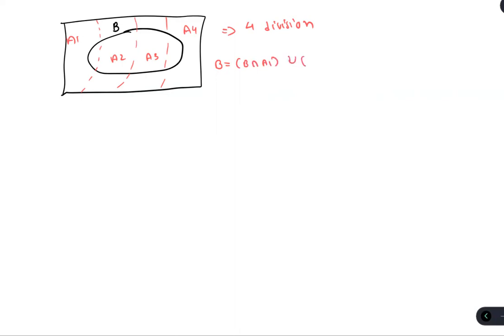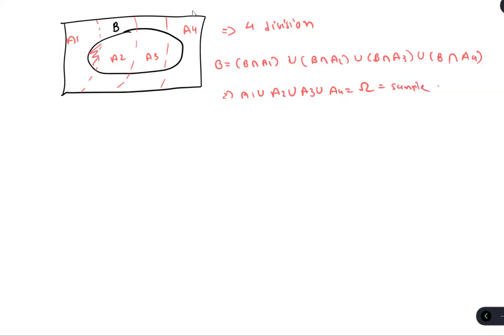If you want to find B, it is B intersection A2 union B intersection A3 union B intersection A4. So the first one is this, then this, then this, then this. Like that, you can find B by getting a division. It means you are dividing into the four sub-events, and from that you are finding the event B. And here we can say that A1 union A2 union A3 union A4 is our sample space.